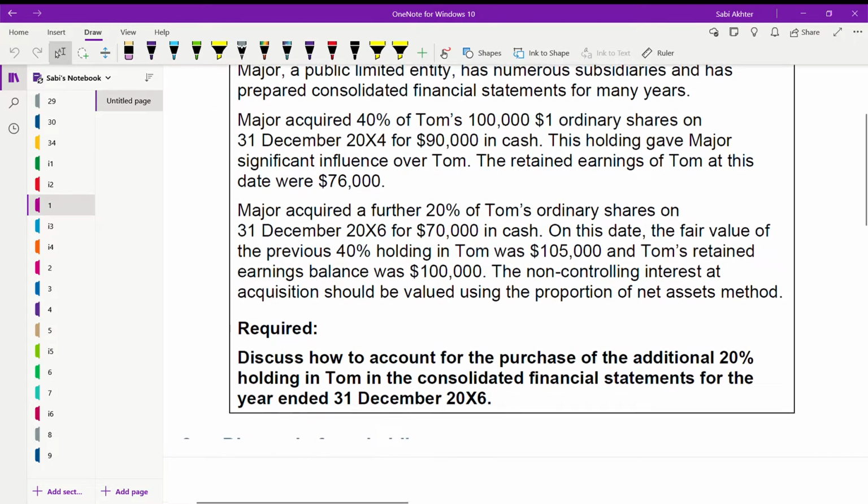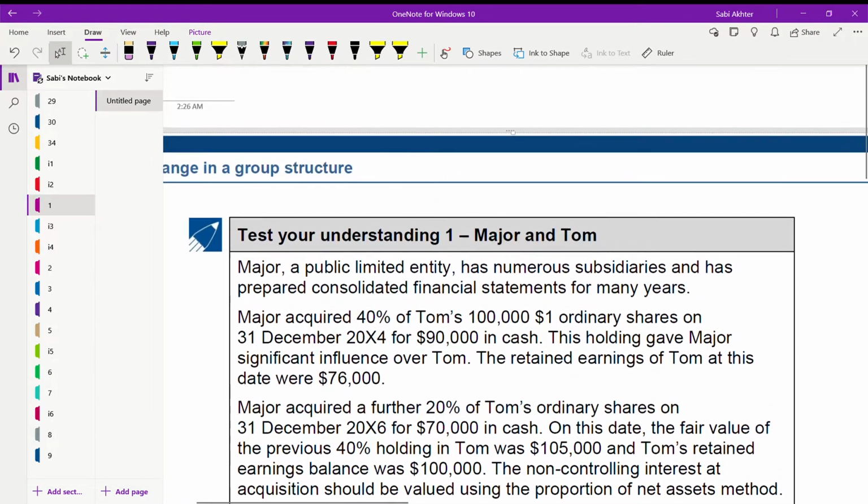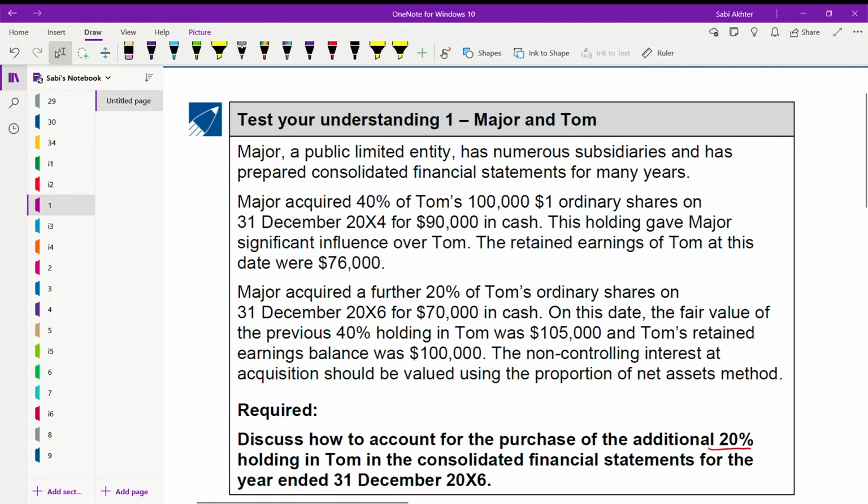Major is okay. Before that, let me read the requirements. Discuss how to account for the purchase of additional 20% holding in Tom in the consolidated financial statements. You have to discuss. But discuss does not mean that you should not calculate. It's not just theory. You have to calculate also to support your discussion. Major is a public limited company, has numerous subsidiaries and has prepared consolidated financial statements for many years. Major acquired 40% of Tom, 100,000 on 31st December 2004 for 90,000 in cash.